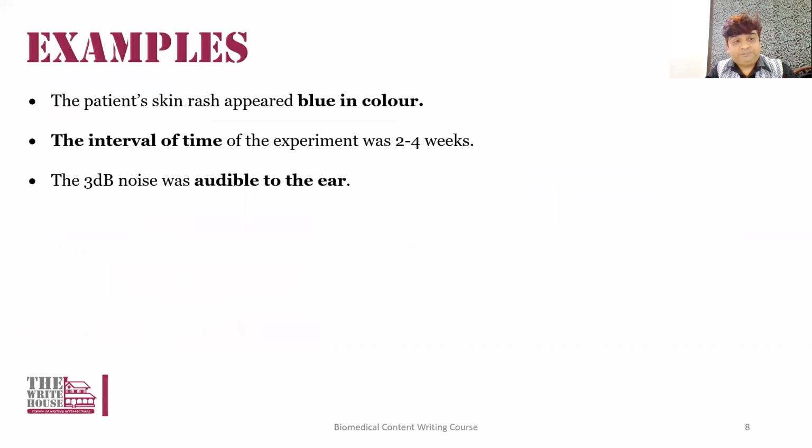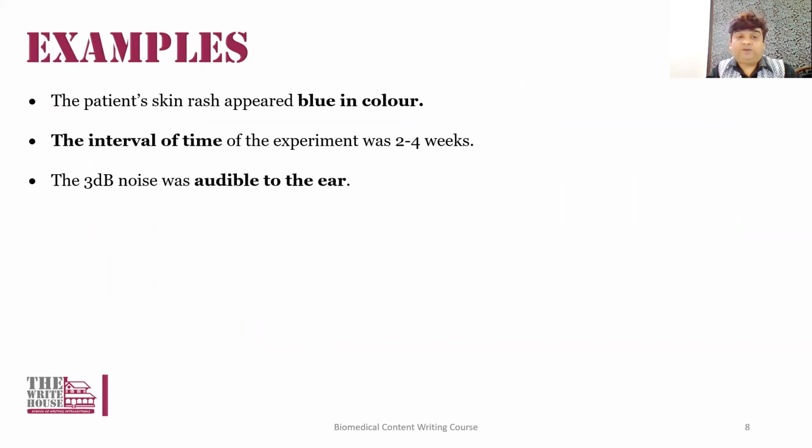You can see the example. The patient's skin rash appeared blue in color. Now, blue in color is unnecessary; we have added 3 words in this sentence, where we can easily write the patient's skin rash appeared blue. So reducing 2 words. The total number of words in this sentence is 8, and out of 8, if you remove 2 words, that means you have reduced 25% of the content. So if every sentence of 8 words is getting reduced by 2 words, you can actually remove around 25% of your content, which will add better meaning and saves the time of the reader.